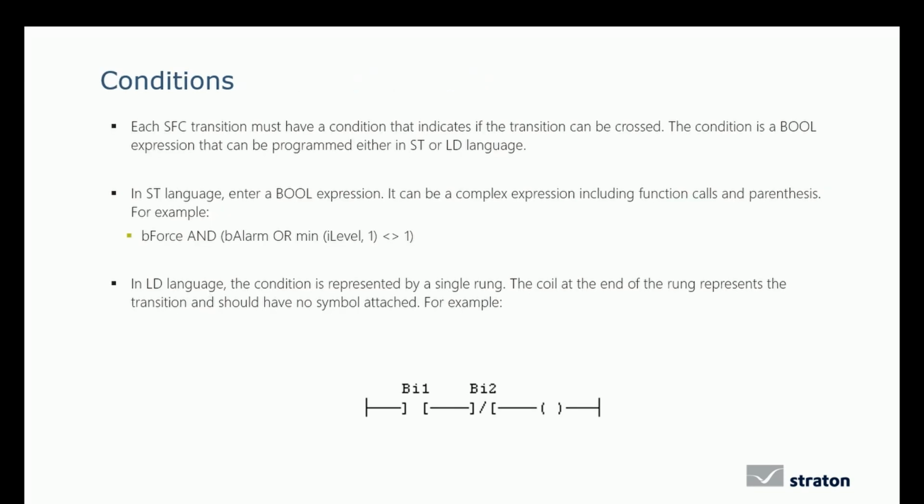How do we write a transition? Each SFC transition must have a condition that indicates if the transition can be crossed. The condition is a Boolean expression that can be programmed either in ST or LD language.